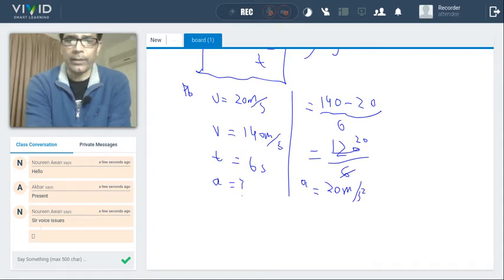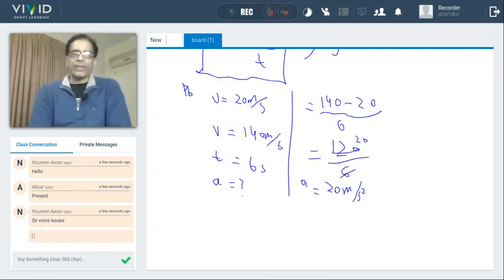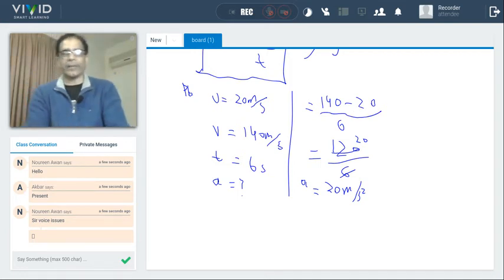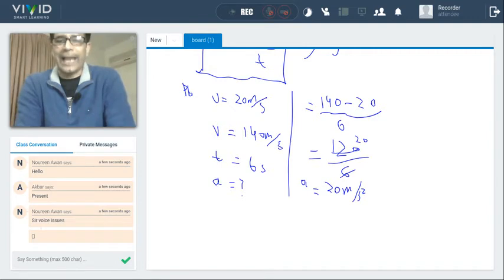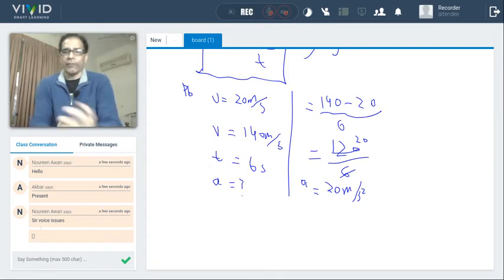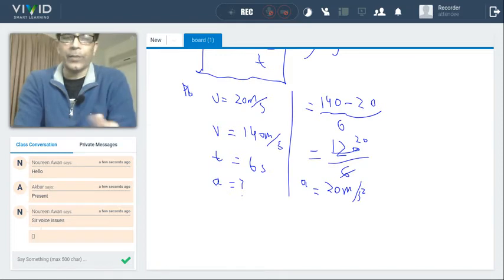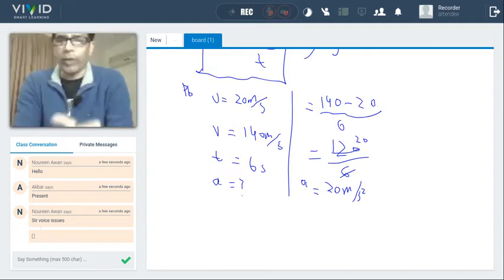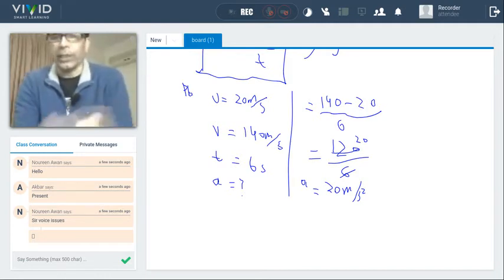So here you got your answer of the acceleration when the speed changed from 20 to 140, that is a 120 meter per second difference, in 6 seconds. It means that the car has accelerated at 20 meter per second square, that is, it has gained 20 meter per second of speed every second, and after 6 seconds it has a speed of 140 meter per second. So this is how you can easily find the acceleration of a body if it changes from a certain velocity to another velocity.